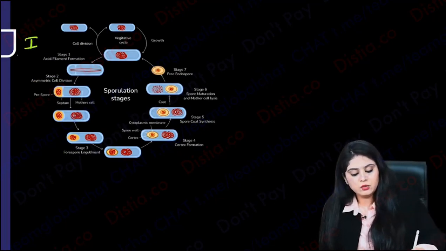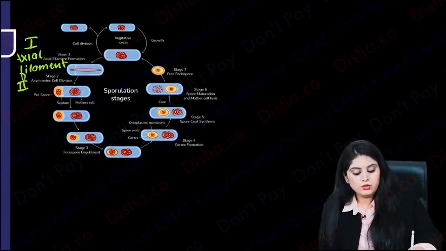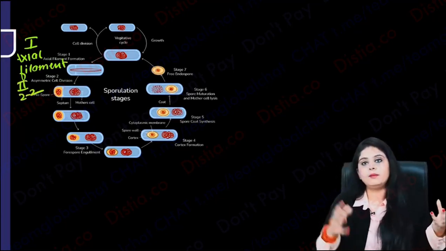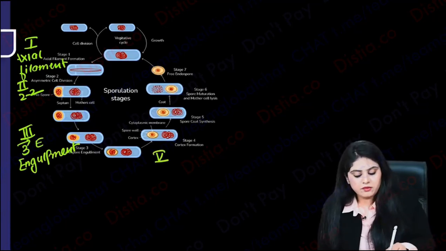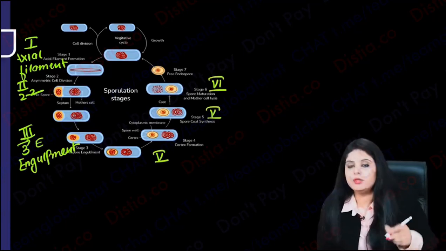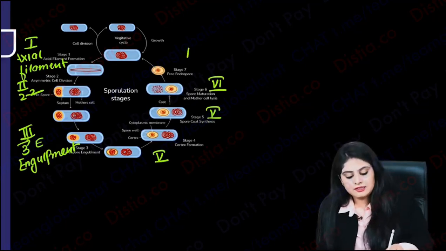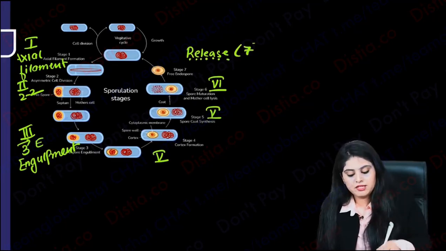Stage 1 is going to be axial filament formation. Stage 2, you have two parts. One is the spore part, one is the bacteria part. In stage 3, you will invert it and you will get engulfment. You are going to engulf the spore. In stages 4, 5 and 6, you are just going to mature it. And in stage 7, you will release it.